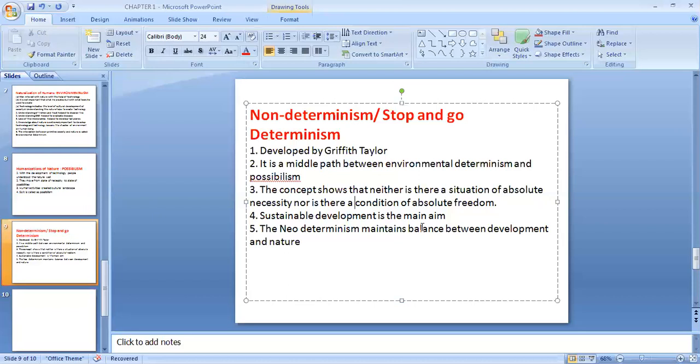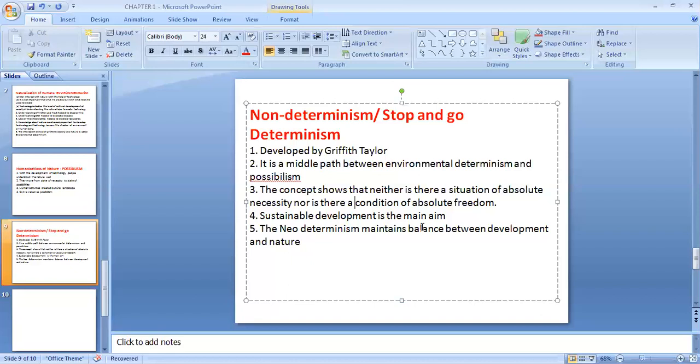But in between this environmentalism and possibilism, another way is also there. That is known as neo-determinism. Neo-determinism is also known as present-day determinism or scientific determinism. It is a scientific way to say. So here you can see that between the extremes of determinism and possibilism, a new concept has been developed in geography, which is known as neo-determinism.